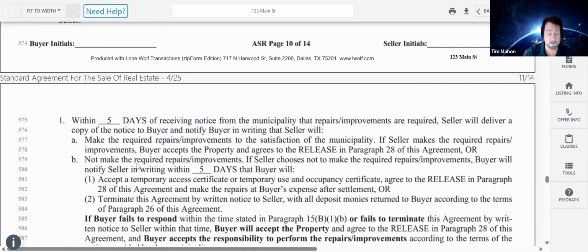In which case, the buyer then has 5 days to say they will accept a temporary access or they will terminate the agreement of sale. Everybody find out how that works?